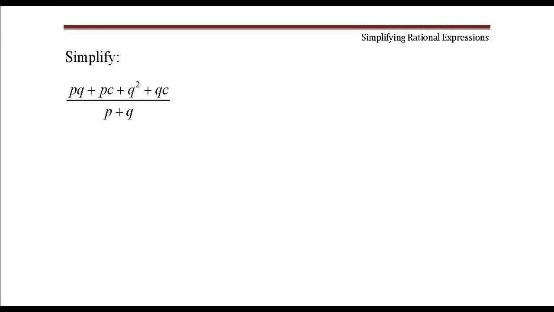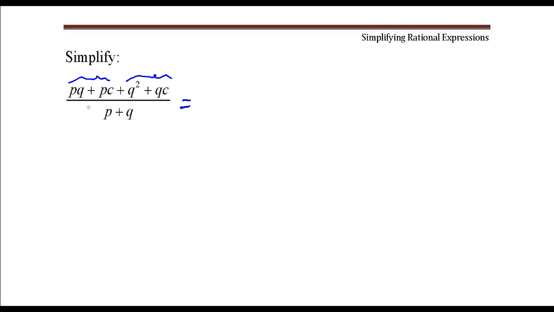Okay, so to simplify this rational expression, I'm going to factor this polynomial in the numerator first, and this has 4 terms to it. The first thing I think of when I see a 4-term polynomial is factoring by grouping, and that is where you factor the greatest common factor out of the first 2 terms and then factor it out of the last 2 terms.